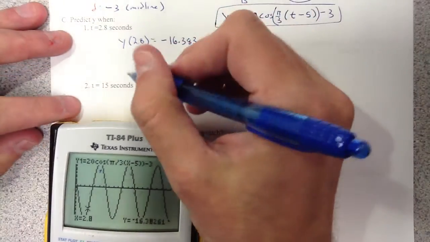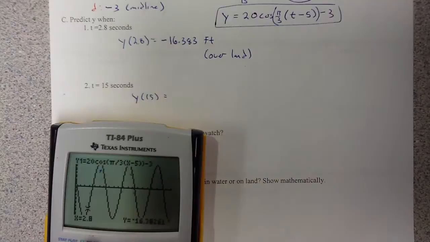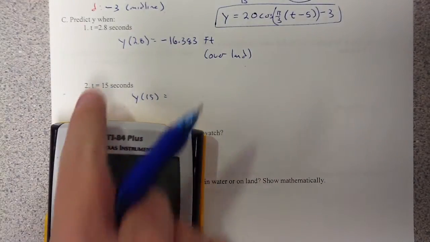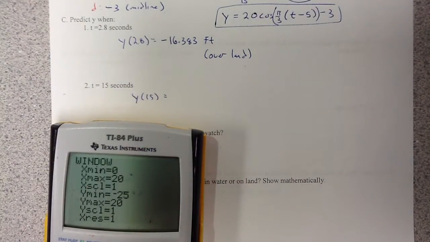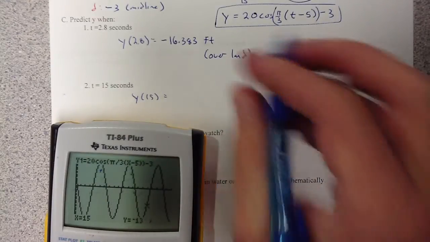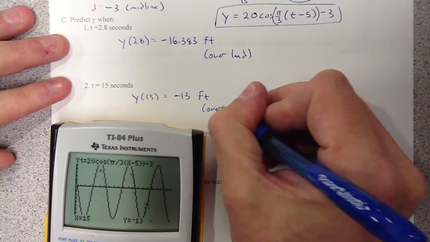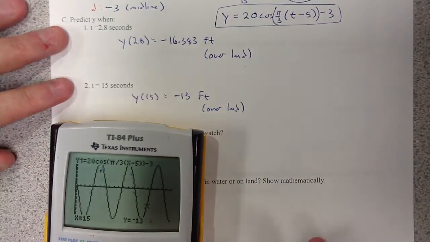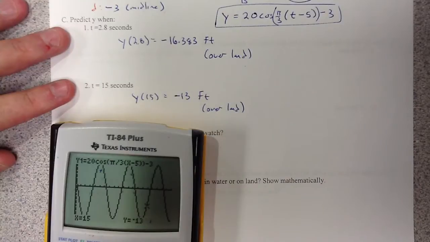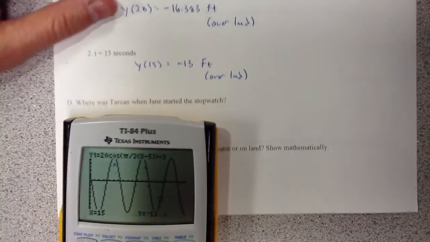15 seconds. Remember, that's why we had to expand our domain here on our window. Remember, we took our window, made it 20, so we can make sure we can get 15. So second calc, value at 15, and I get negative 13 meters. Again, he is over land. Very good. Now, questions so far? Remember, I'll write them down if you have them, and you can ask tomorrow in class.